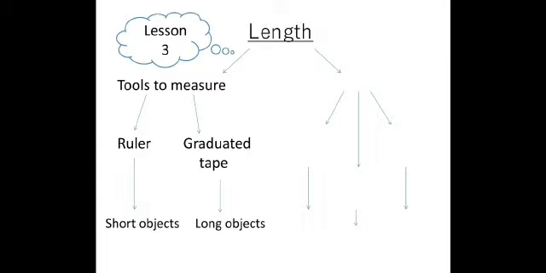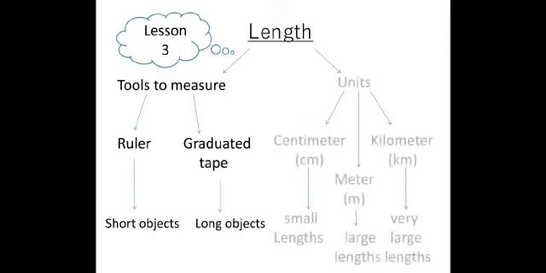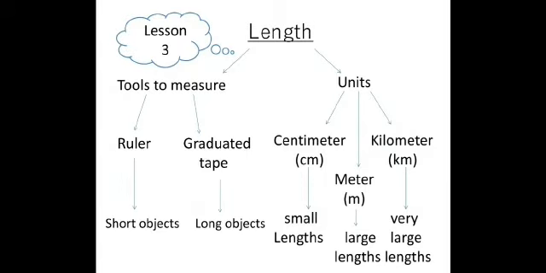The graduated tape, we are using it to measure long objects, like for example the room, the classroom, the bed, long objects. Okay, so these are the measuring tools that we use to measure the length. The units tell us whether it's big or small. If you hear 100, I don't know, it's 100 centimeters, so it's short, or 100 meters or 100 kilometers.